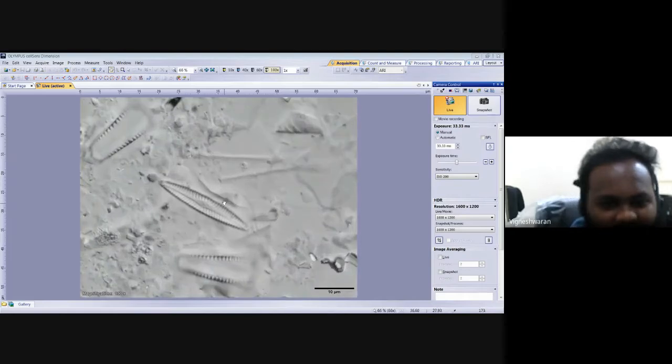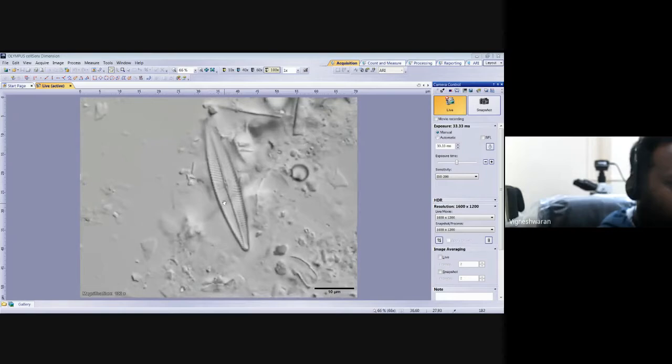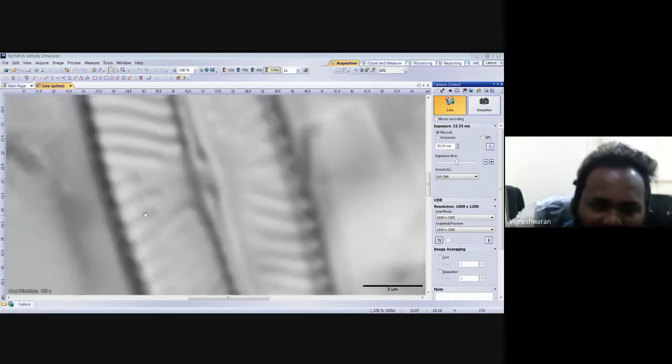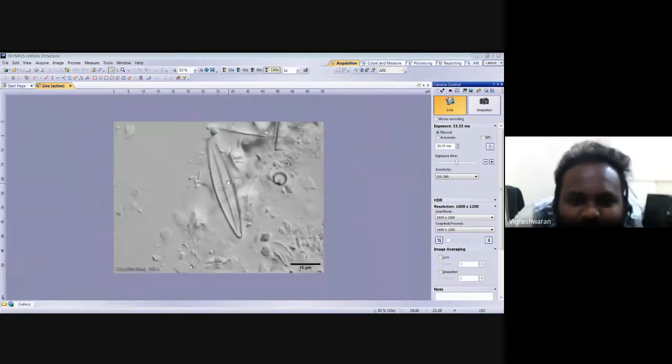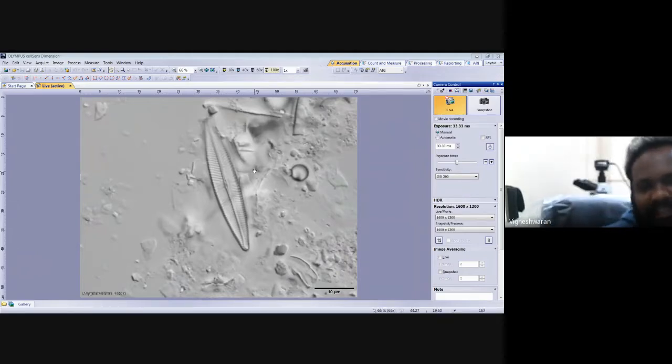But if you see the previous diagram, see, here in the middle how it is. If you see in the middle, see this striae. So that is how the taxonomy works. This and that are completely different species, but if both are present in the same sample, it will be very difficult to separate, right?